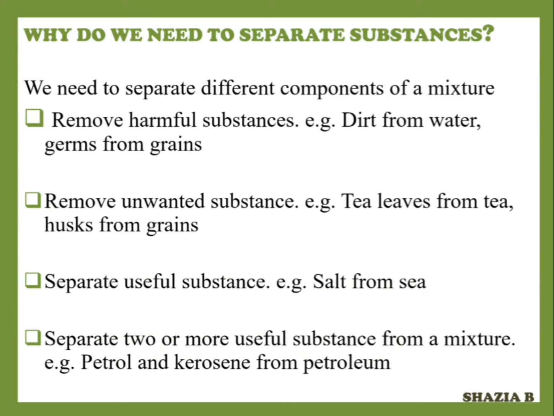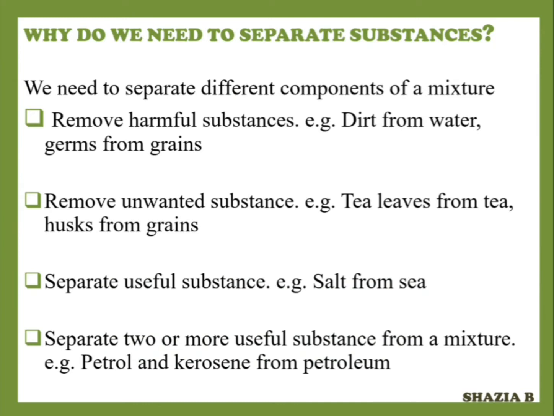And the third one, separate useful substances like salt from sea. We need salt and we are separating it from sea. Separate two or more useful substances from a mixture. That is, we are actually separating petrol and kerosene from petroleum. So in short, we need to separate substances mainly for two reasons: to remove undesirable substances, and to separate useful components which can be used separately.